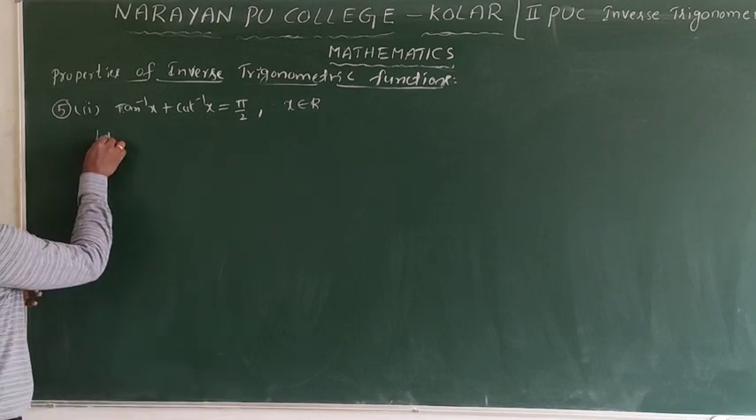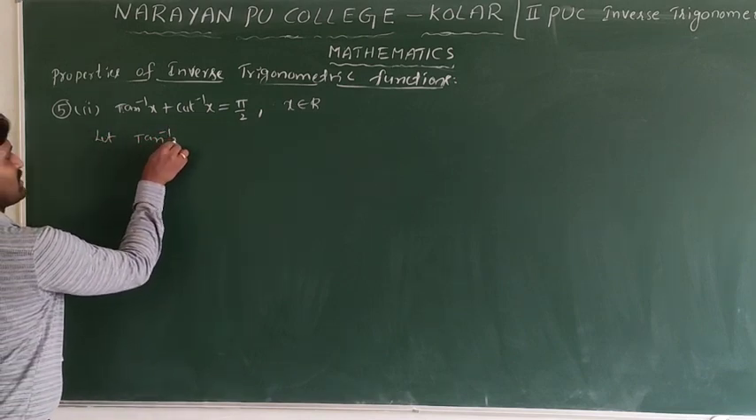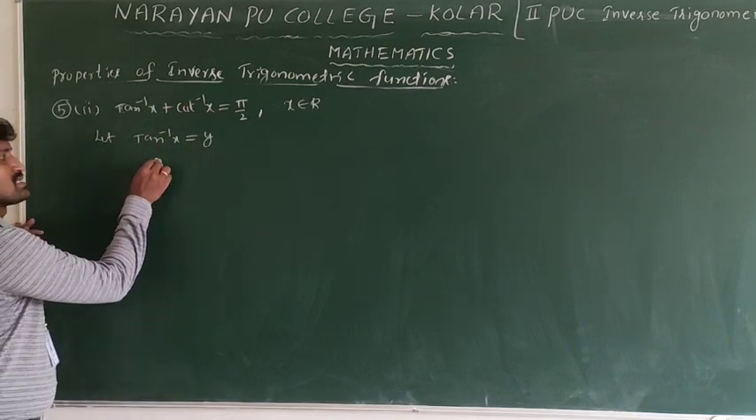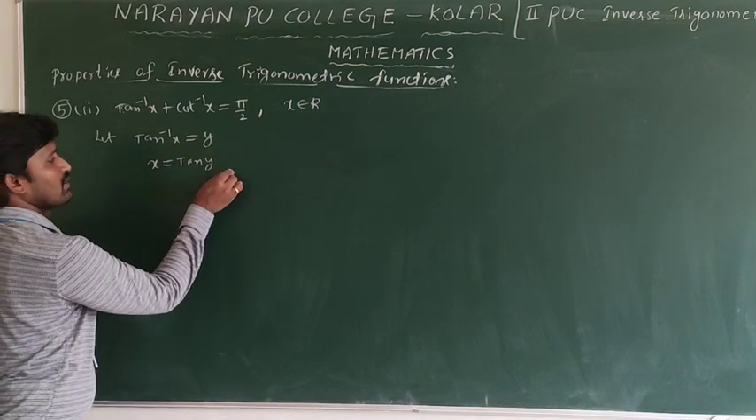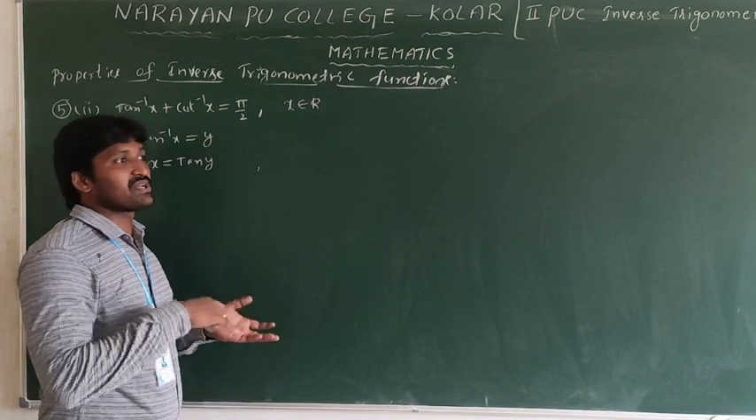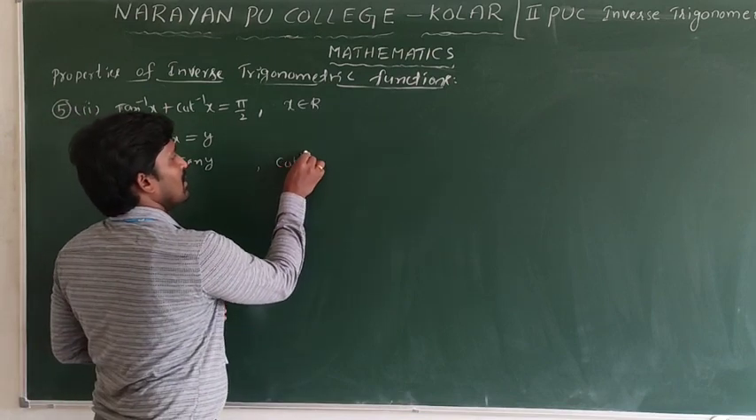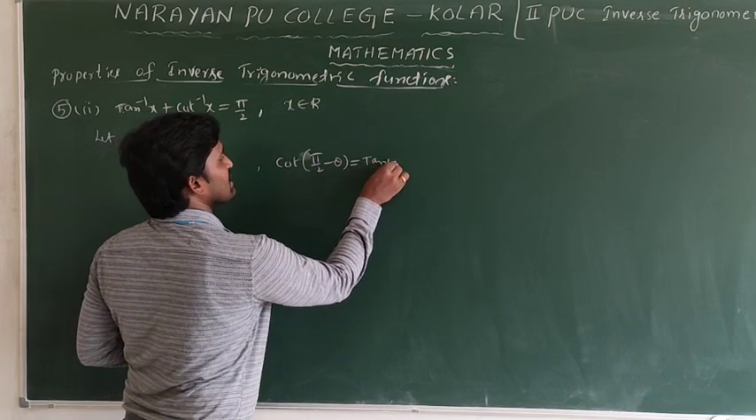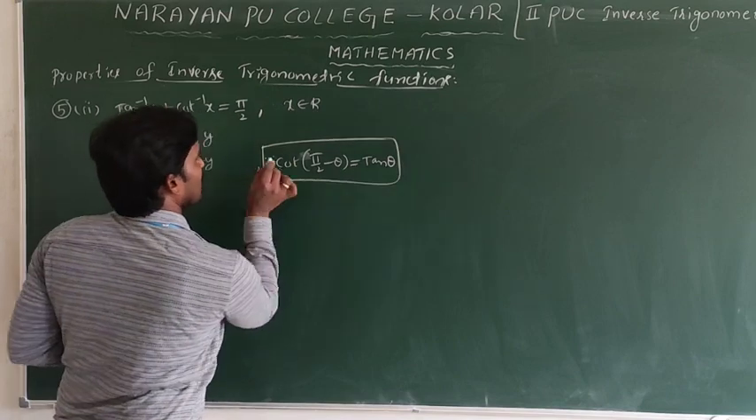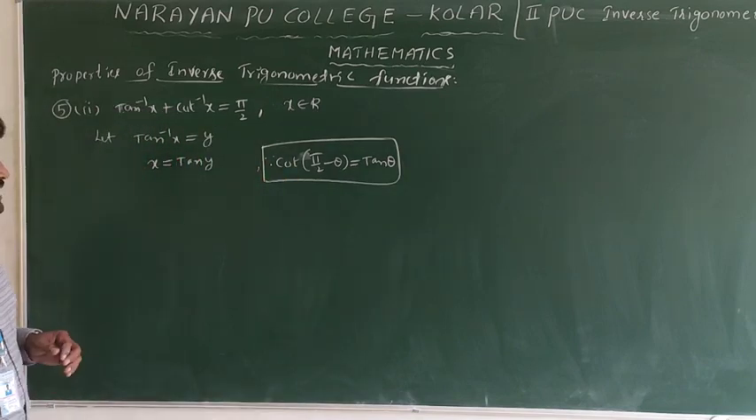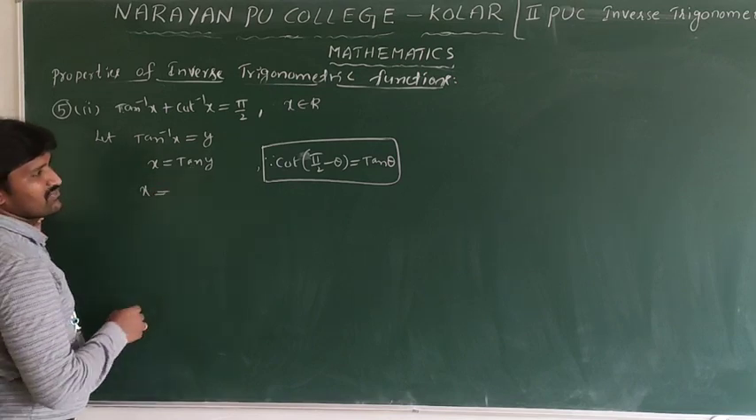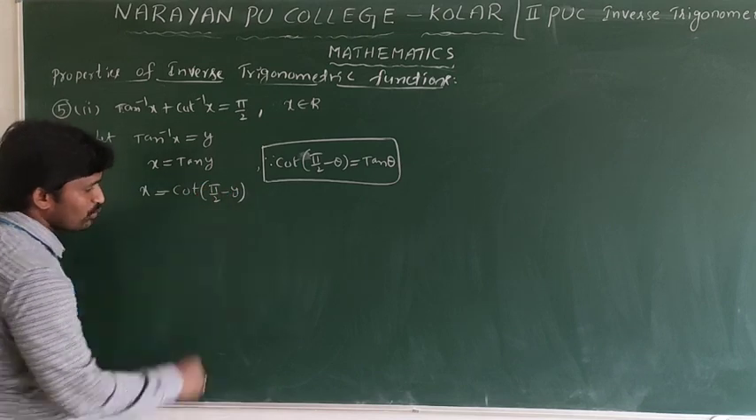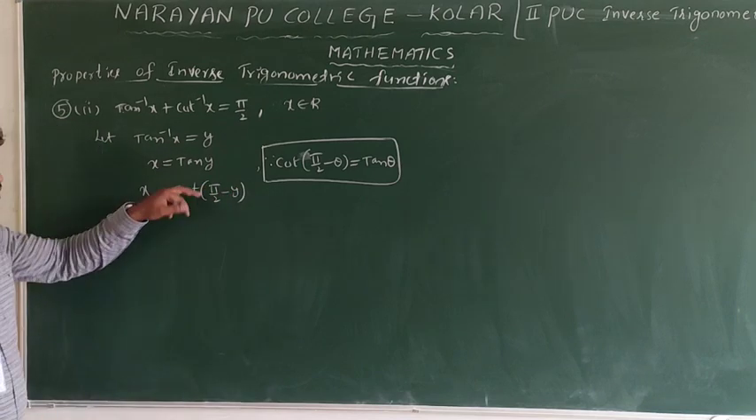Same, how to do this one? Let tan inverse x be considered as y. Now take tan inverse to the right side, it becomes x equal to tan y. Now we can convert tan in terms of cot. How to change? Cot of pi by 2 minus theta equals tan theta. That's why x equals, in the place of tan y, I can write cot of pi by 2 minus y. Converting from tan to cot.